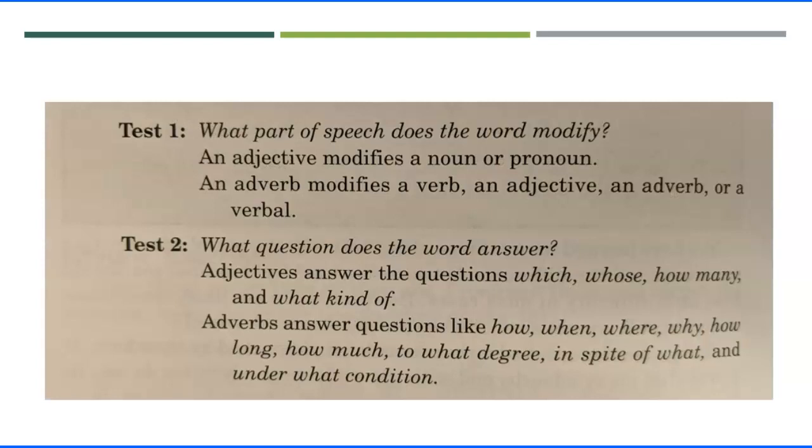So if you look down at the bottom of page 402, if you're in the 7th grade text, you will see a couple of tests. So test 1 is to answer what part of speech does the word modify. An adjective modifies a noun or pronoun, and an adverb modifies a verb, adjective, adverb, or a verbal. It can also modify a verbal. That's something new, probably for both 7th and 8th graders.